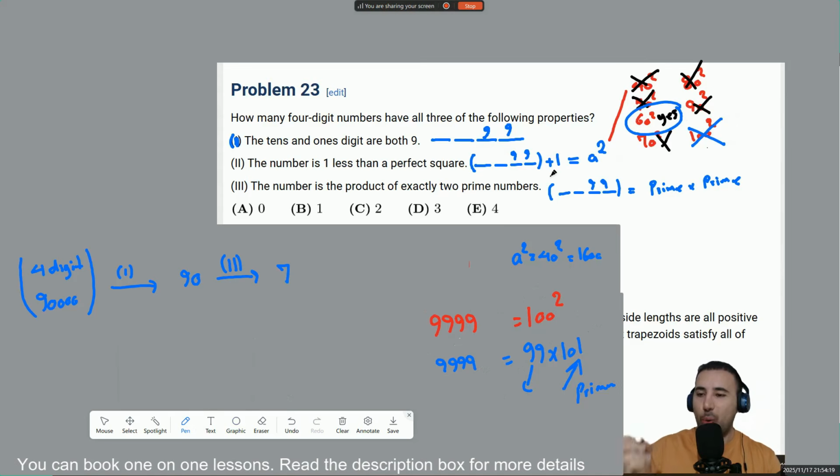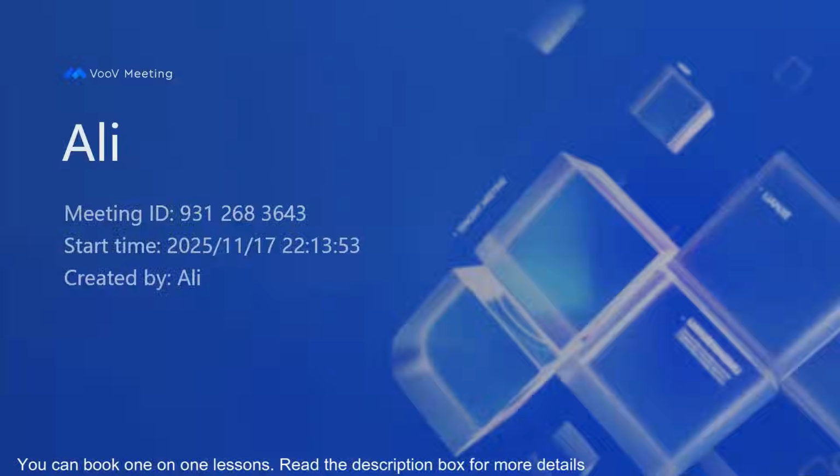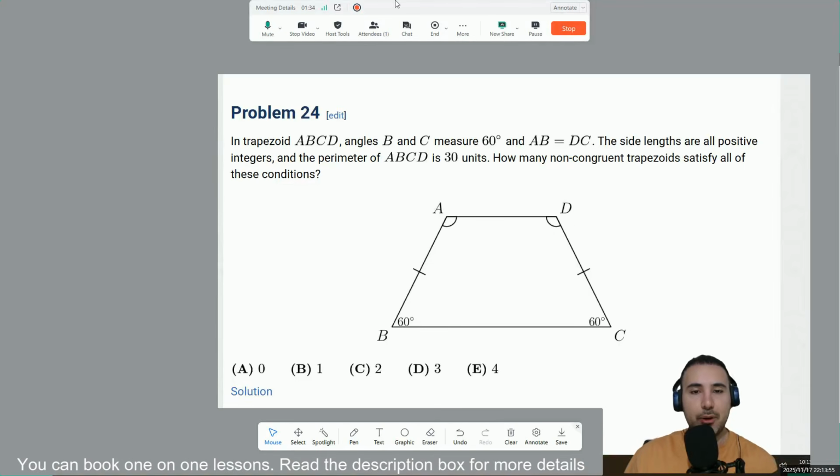So from all these 9,000 numbers, there's only one number that satisfies all the conditions. It was 3599. This is the only one satisfying all the conditions. Well, 24. I think this problem is not that difficult. It's kind of easy. So let's deal with it.